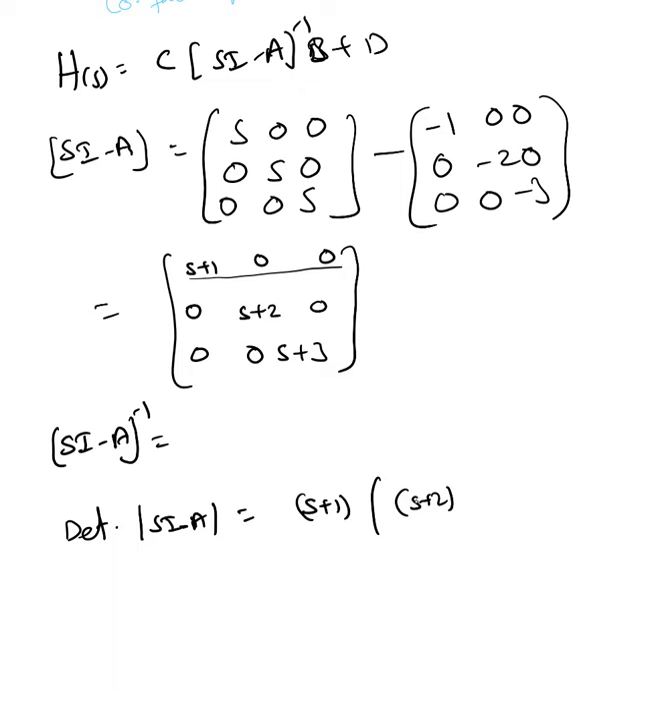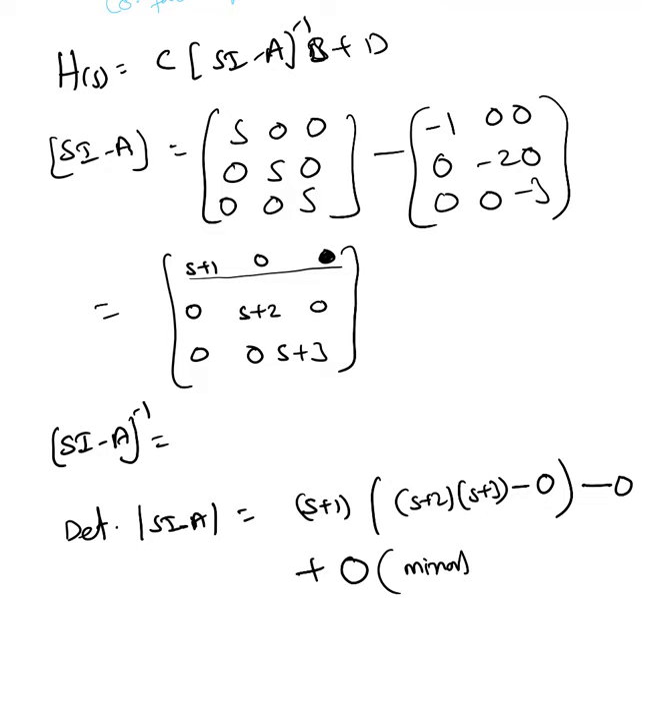So the minor of s plus 1 is nothing but s plus 2 times s plus 3, minus 0 times 0. Minus 0 times the minor of this element, which is going to be 0 anyway. You are multiplying with 0, so you don't need to worry. And the third, plus 0 times the minor of this 0, it doesn't matter whatever that number is, you're multiplying it with 0, so we'll end up with 0.